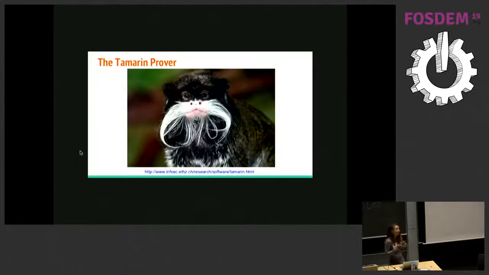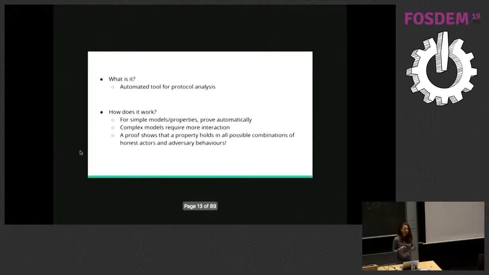Okay, so the tool that we used is known as the Tamarin Prover, and this is an emperor tamarin monkey. They're found in South America. So now, hopefully, you can see the monkey connection. And this is a symbolic analysis tool. Now, what is this? Well, it's an automated tool for protocol analysis. And how does it work?